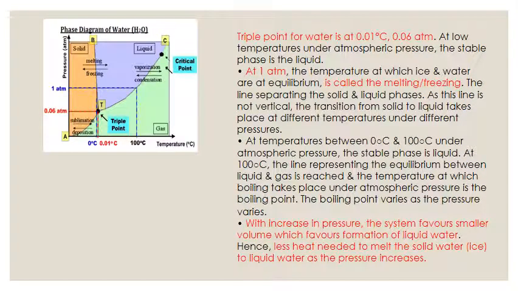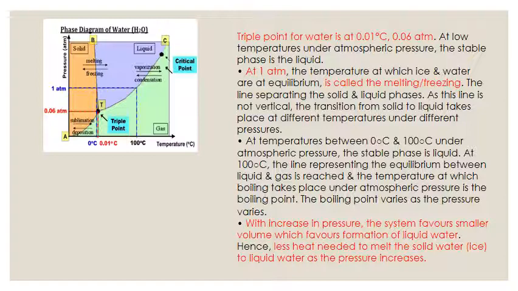So let's see the explanation for the phase diagram of water. The triple point for water is at 0.01 degrees Celsius, 0.06 atm. At low temperature, under atmospheric pressure, which is 1 atm, the stable phase is liquid. So at 1 atm, the temperature at which ice and water are at equilibrium is called the melting or freezing point.